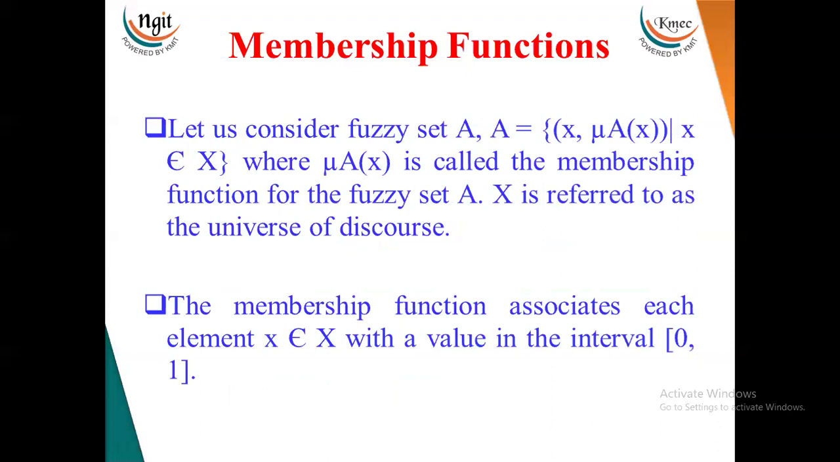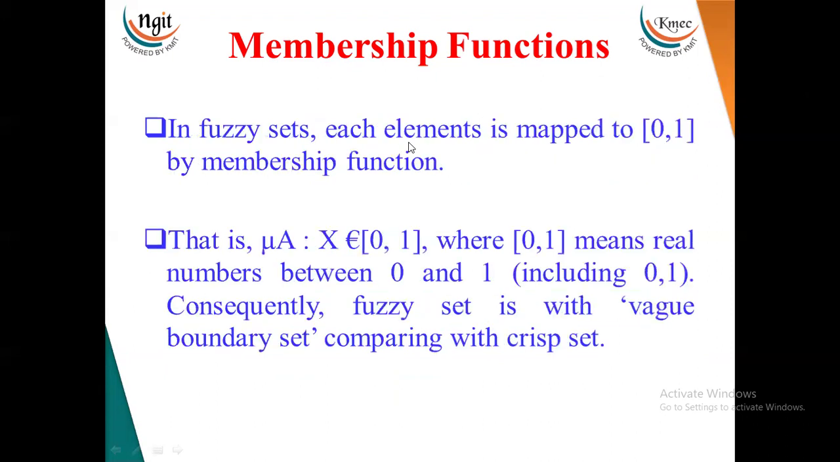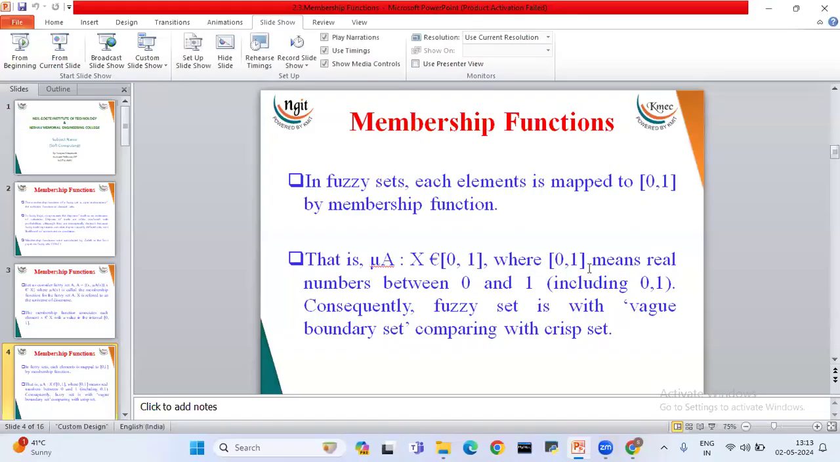If you see the equation, we are writing here set A, where x, mu A of x. This mu A of x is called the membership function, which is used for calculating the membership value for the given element. Always remember that this membership value will range from 0 to 1. In a classical set it will be either 0 or 1, but in a fuzzy set it will be from 0 to 1. We'll see one example, then it will be easy for you to understand.